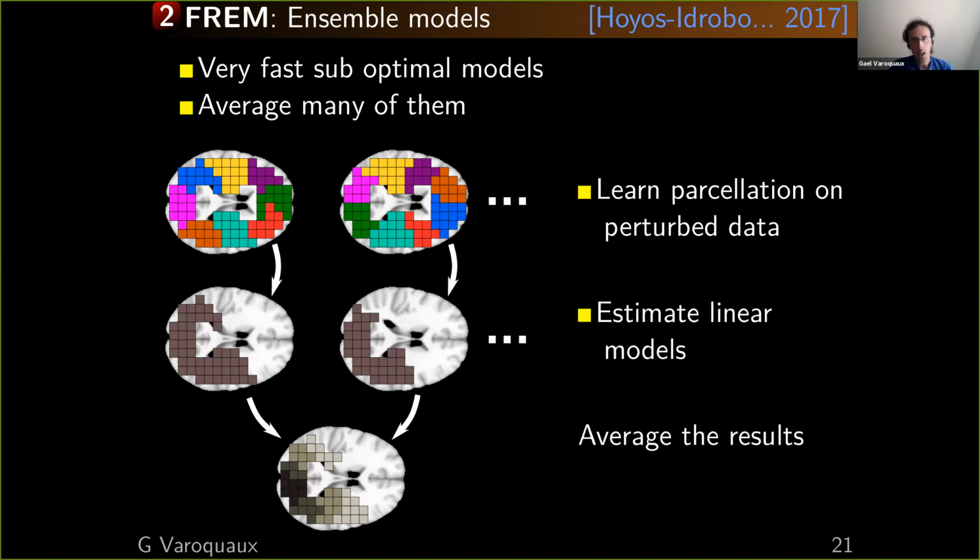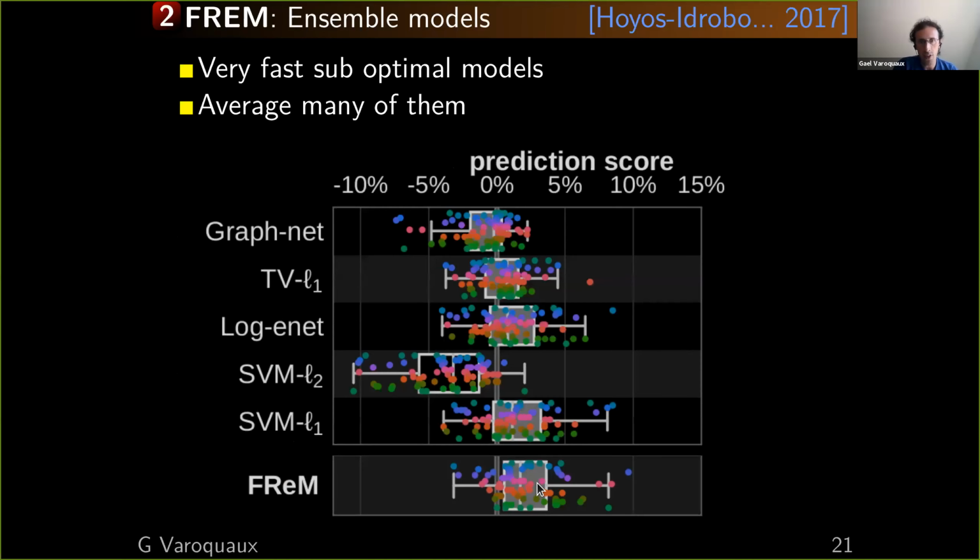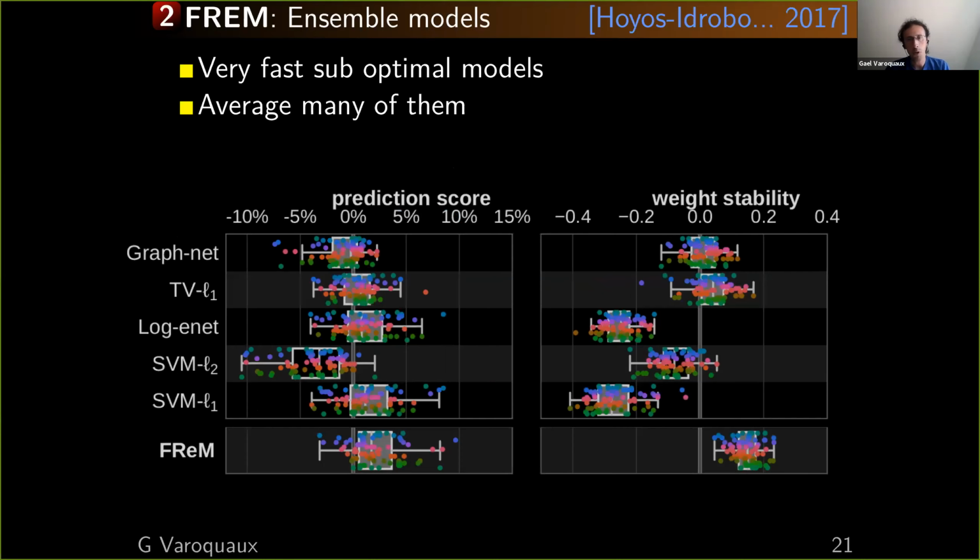If we do this, we get a prediction score that is the best performer, compared to the others. These are empirical results that have been obtained across many different decoding tasks. So we get a good prediction score, but unlike L1 models, we get much more stable brain maps.